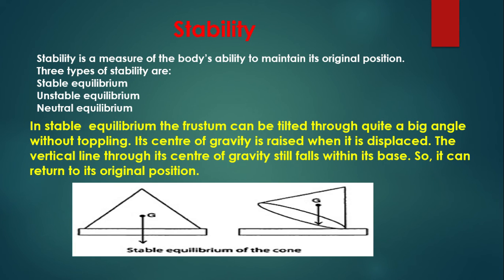Stability. Stability is a measure of the body's ability to maintain its original position. The 3 types of stability are stable equilibrium, unstable equilibrium, and neutral equilibrium. In stable equilibrium, the frustum can be tilted through quite a big angle without toppling. Its center of gravity rises when it is displaced. The vertical line through its center of gravity still falls within its base, so it can return to its original position.